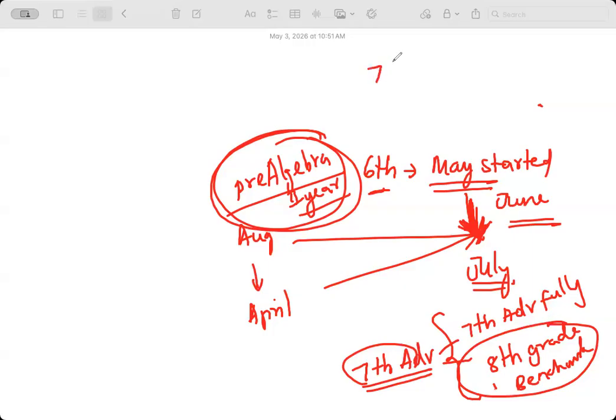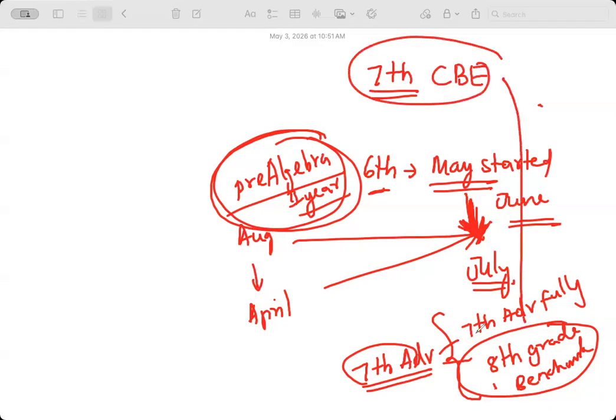And if she is going to CB, the 7th CB exam involves all the benchmarks of 7th grade and the 8th grade level benchmarks you need to finish. The exam will constitute both of these.